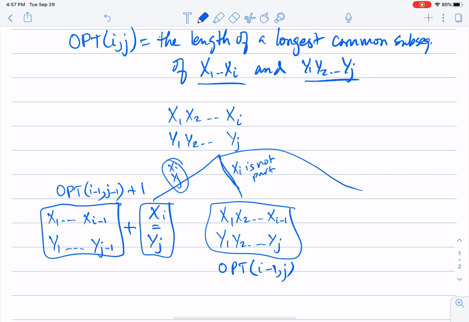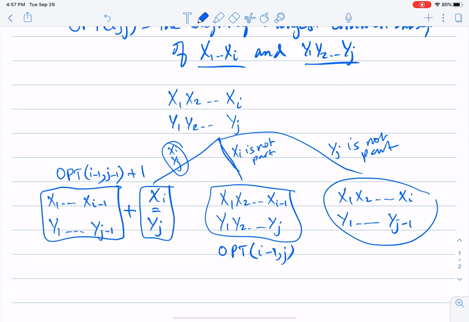The third option is that yj is not part of the solution. If yj is not part of the solution, then our problem now becomes x1, x2 all the way to xi, but y1 to yj minus 1, in the sense that I can ignore yj. So in this case, it is opt of i, j minus 1.